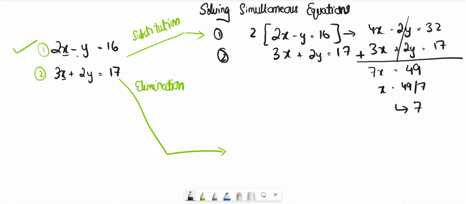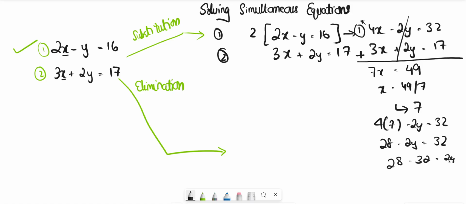Again, are we reaching those exact values? Now we can put 7 in any of these equations. This, I personally would like to call one asterisk. So basically the asterisk signifies that some sort of a change has been made to that equation. So if I was to put the value of 7 in this equation, let's say 4 into 7 minus 2y equals 32, 28 minus 2y equals 32, 28 minus 32 equals 2y, minus 4 equals 2y, and y equals minus 2.